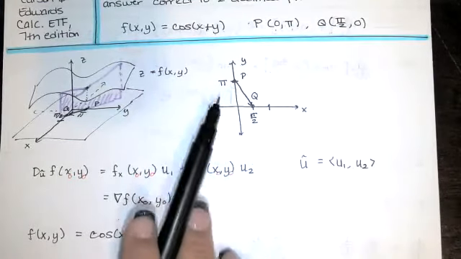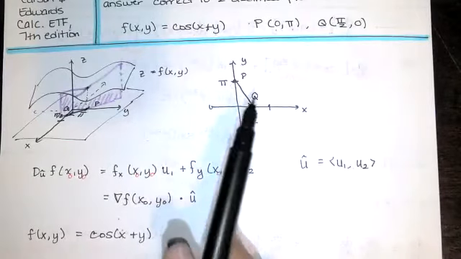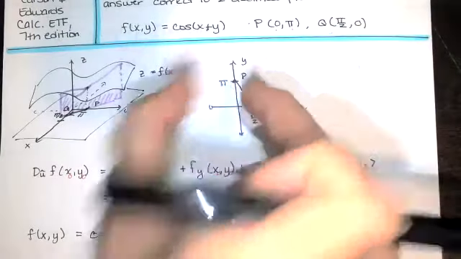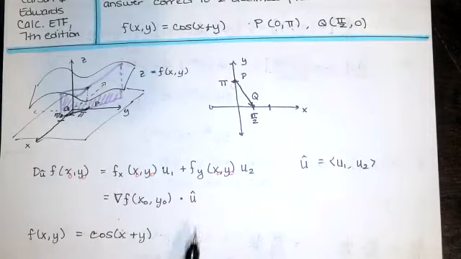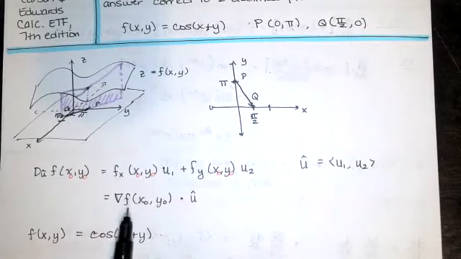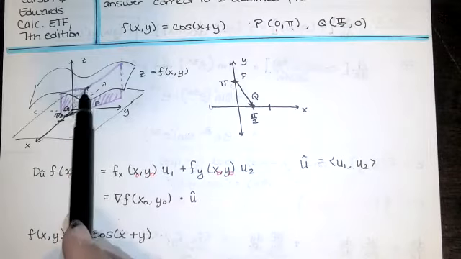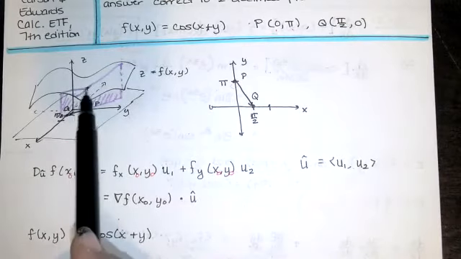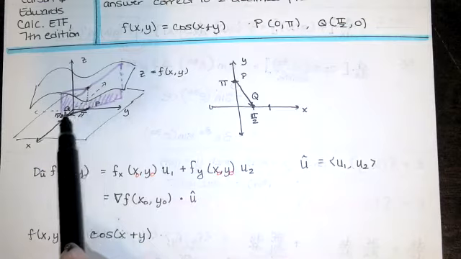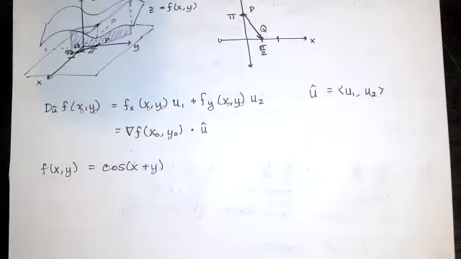by finding the magnitude of this vector and then just dividing by that magnitude. So we're just going to resize it so it's exactly 1 unit long. And then that will be our u hat. Then we'll take the dot product of this with that, and that's going to give us the directional derivative, or the slope of the surface in the direction from P to Q at the point P.